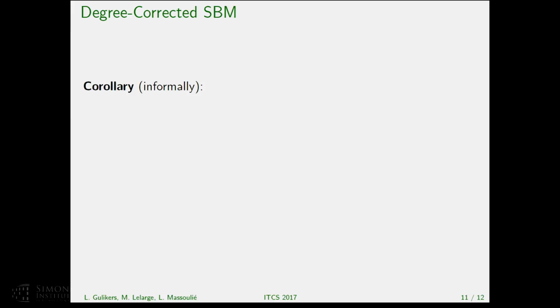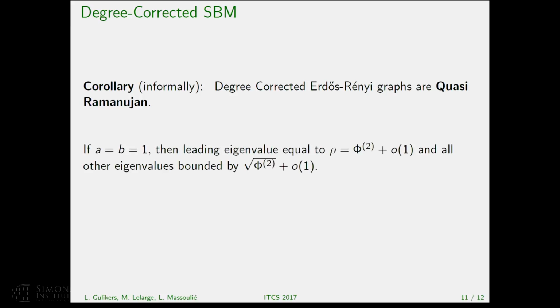We also have a corollary to this main result. It's informally stated as follows. It's that the degree-corrected Erdős-Rényi graphs are quasi-Ramanujan. So with the degree-corrected Erdős-Rényi graphs, I'm talking about a setting where A and B are both equal to 1. So when there are no communities in our graph. And then it follows that our leading eigenvalue is asymptotically equal to the second moment of the weight distribution. But all the other eigenvalues are bounded by the square root of the second moment of the weight distribution.